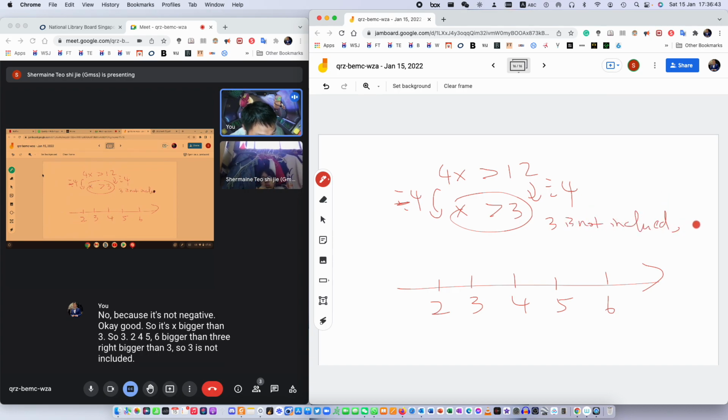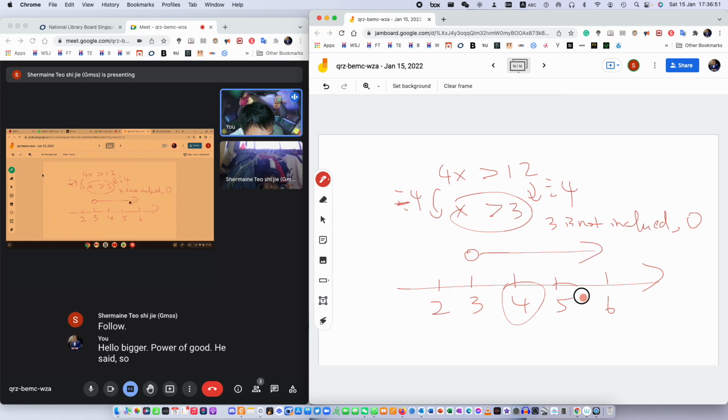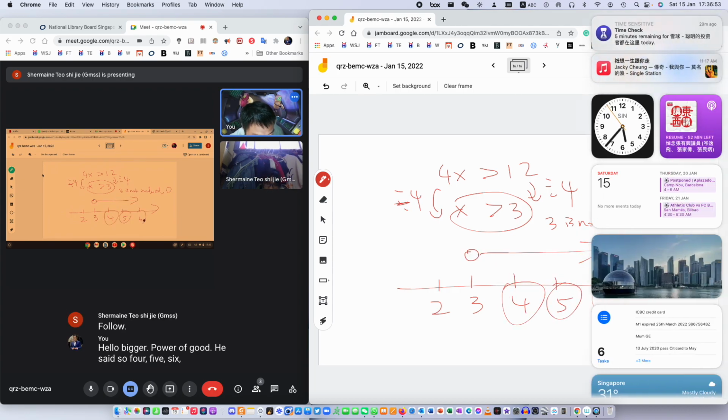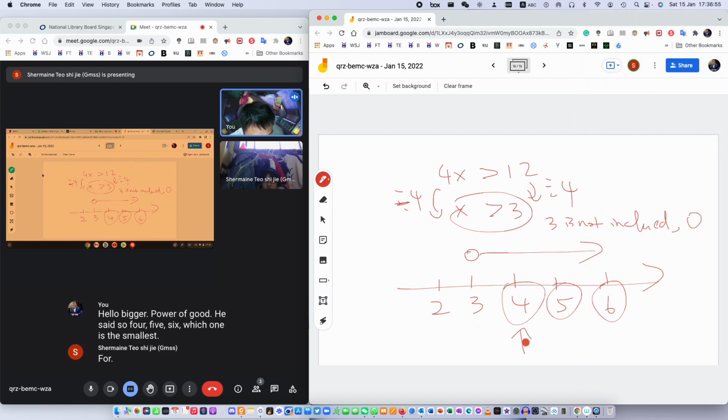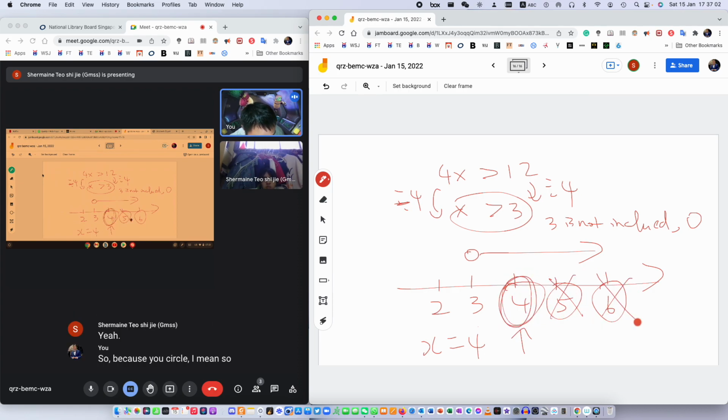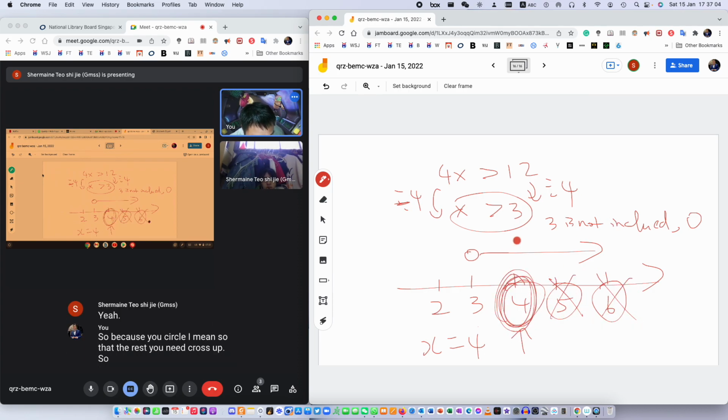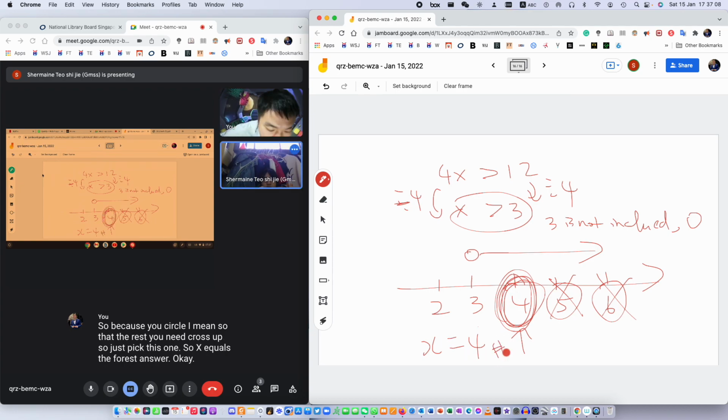So solid or hollow? Hollow. Hollow, good. Hollow, bigger, this side. So 4, 5, 6. Which one is the smallest? 4. Yes, good. So x equal to 4 is the answer. Are you clear? Yeah. So because you circle, the rest you need to cross out. So just pick this one. So x equals 4 is the answer. Are you clear? Yeah. Okay.